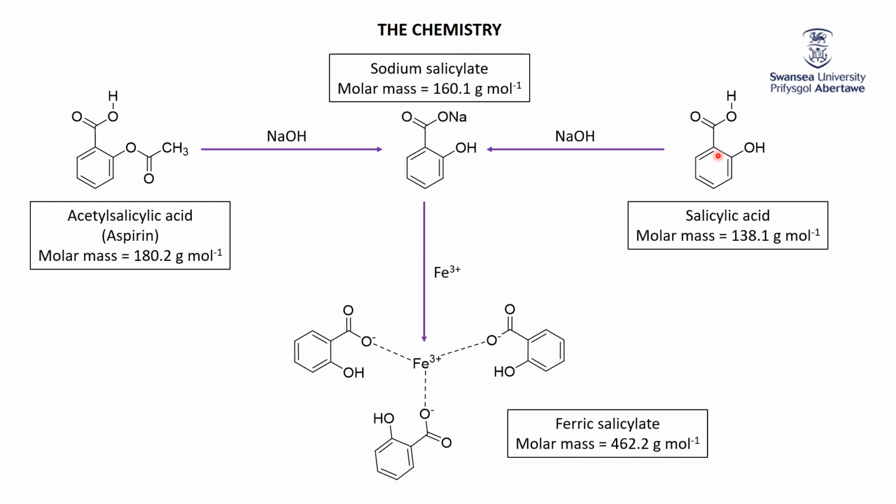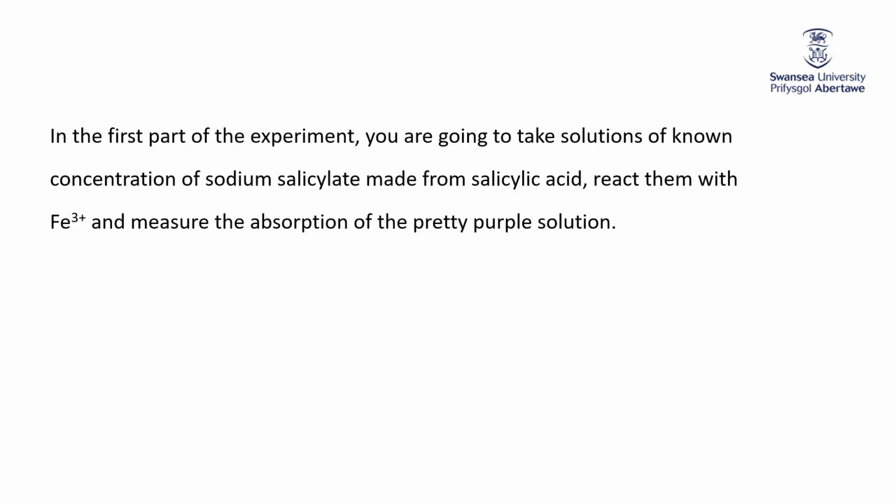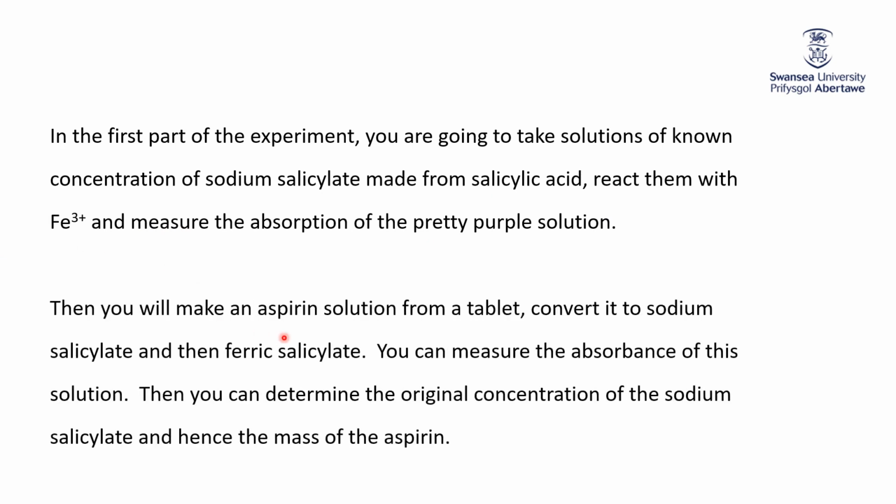So we're going to use salicylic acid to develop all our known values, our epsilon L, and then we're going to take some unknown aspirin, going again through sodium salicylate to determine how much aspirin we have in there. Hopefully that vaguely made sense. As we go through, anything that's unclear might become clearer if we're lucky. So, first part, I'm going to take known concentrations of sodium salicylate made from salicylic acid, reacting with Fe3+, and then we're going to make the aspirin solution from a tablet, measure its absorbance, get the concentration of the sodium salicylate, and hence the mass of the aspirin.